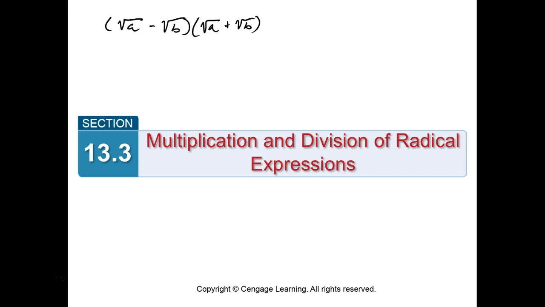A minus B. Went straight for the jugular there. Okay? A minus B. Why? It's the conjugates multiplied by each other. The sum times the difference of the same two entities is the difference of their squares.